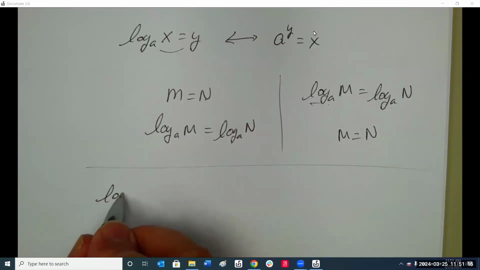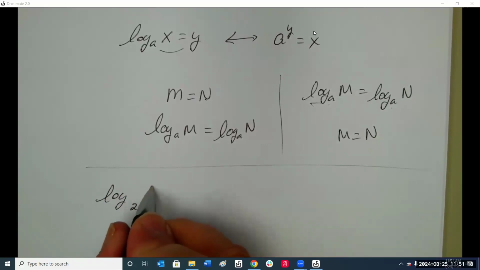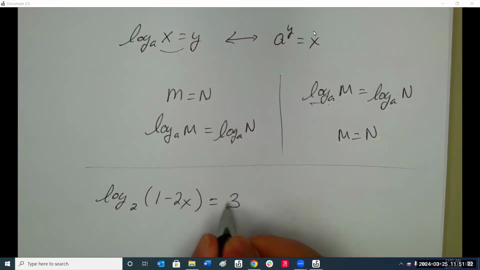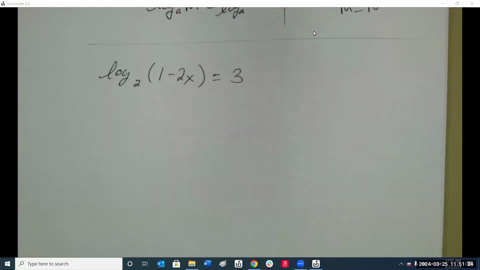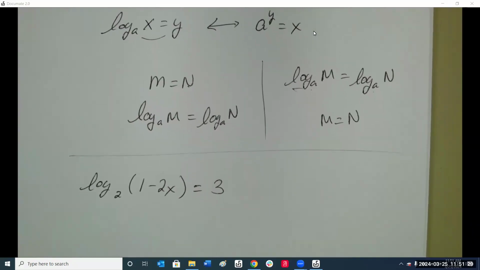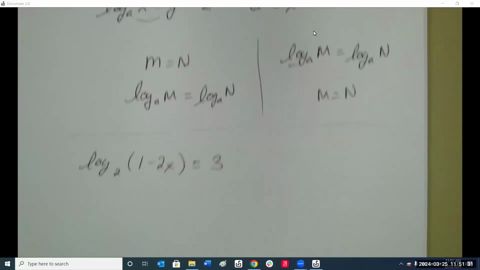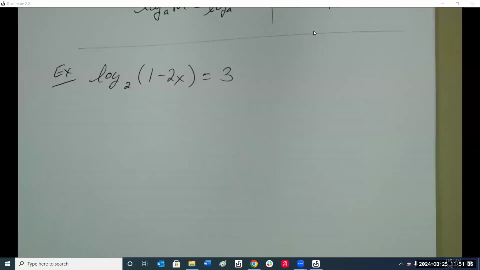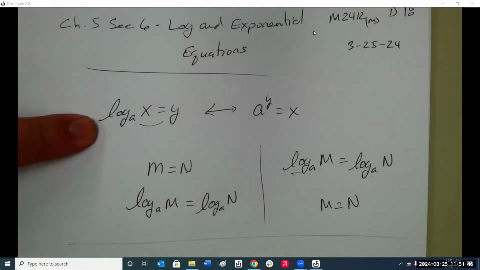Let's look at this. Log base 2 of 1 minus 2x equals 3. Solve for x. Solve this one. If you're stuck, I'll give you a clue.